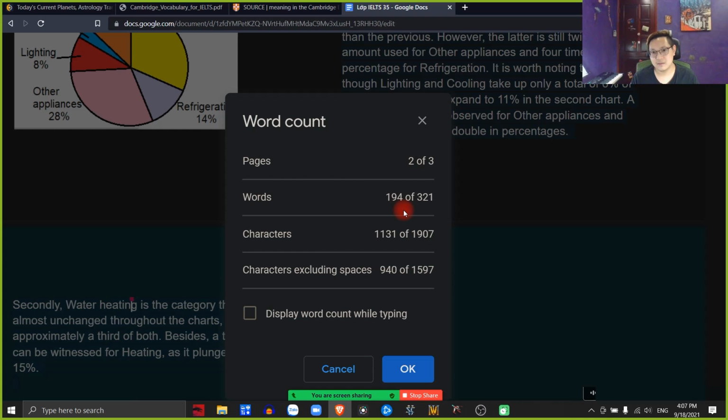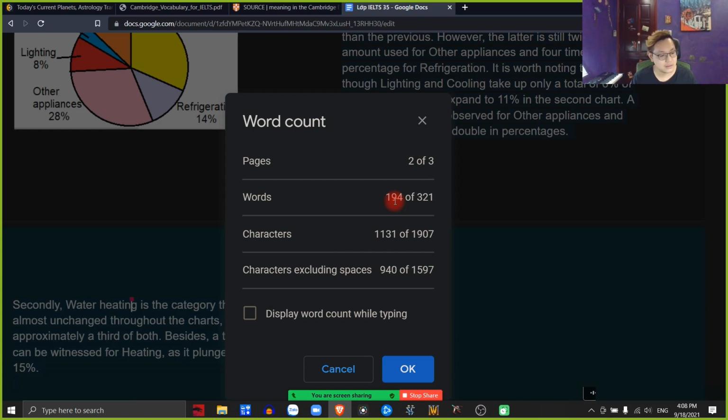The lower limit is a minimum of 150 words, so as a rule of thumb, write about 170 to 180, 150 plus 10% is fine. You should not exceed 200, because why? You might not have enough time for Task 2. Remember, Task 1 is only 20 minutes in the real exam. Task 2 is 40 minutes. If you exceed 200, it's very likely that you might not have enough time for Task 2.